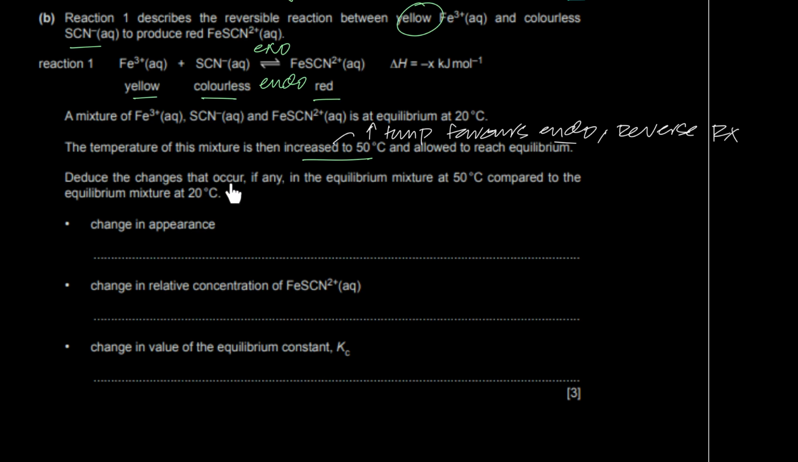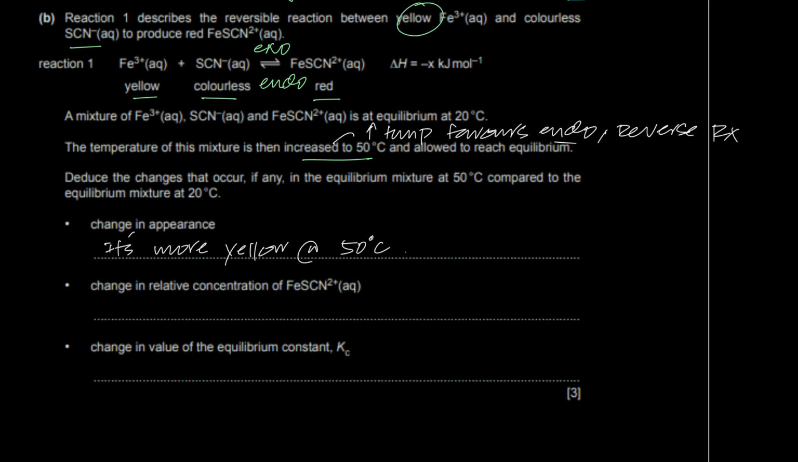Deduce the color changes that occur, if any, in the equilibrium mixture at 50 degrees Celsius compared to the equilibrium mixture at 20 degrees Celsius. So what's the color change? At 50, you're going to have a more yellow color or a paler red color, however you want to write it, or you could say more orange as well. It doesn't really matter. So the change in appearance is it's more yellow at 50 degrees Celsius, right?